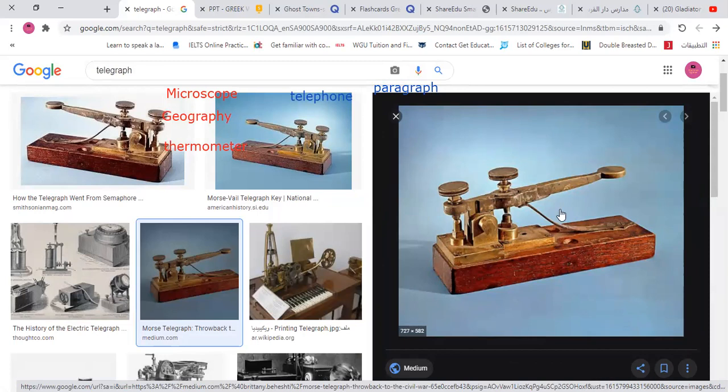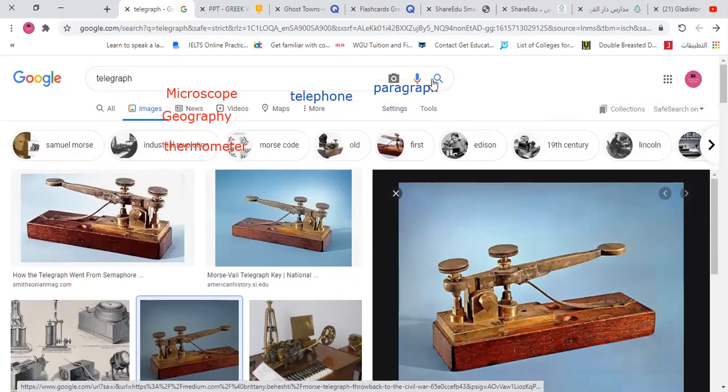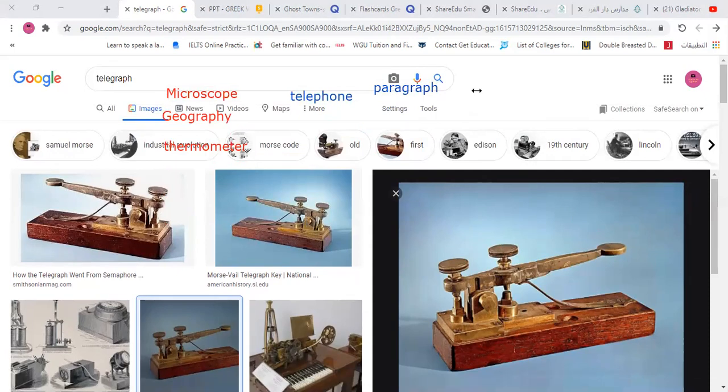With the telegraph, you can stay, for example, in Germany, and I am in Saudi Arabia, and I will send you a message by using this device. I have to have one of these, and you have one of these also. Then I will press on it, which we call Morse code. How does it work? It's so weird.